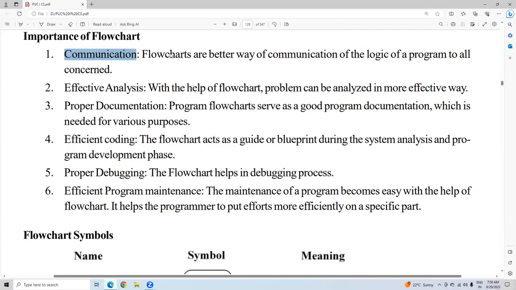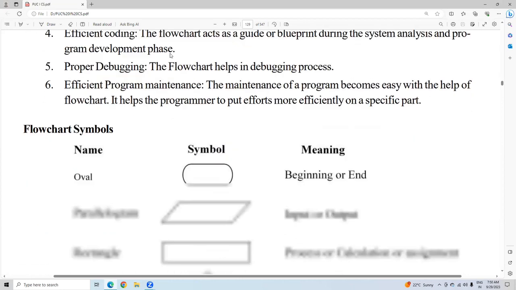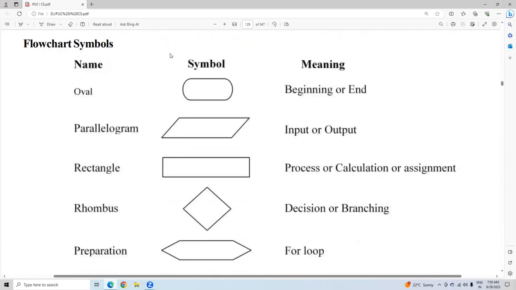Then efficient program maintenance. The maintenance of a program becomes easy with the help of a flowchart, right? And these are the symbols. These symbols are important. You need to remember them, because while drawing the flowchart, these are all things you require. Let us go through all these symbols one by one. The oval symbol indicates the beginning and the end of the flowchart. In the algorithm, you had seen the first step was start, the last step was exit or stop. To indicate those steps, you have to use this symbol.